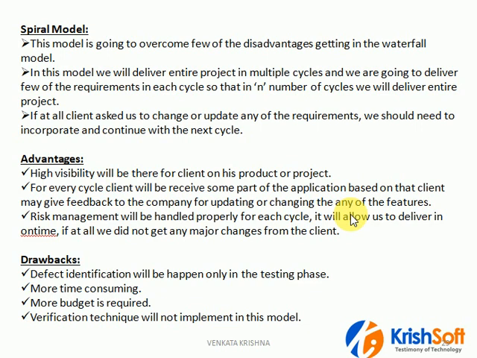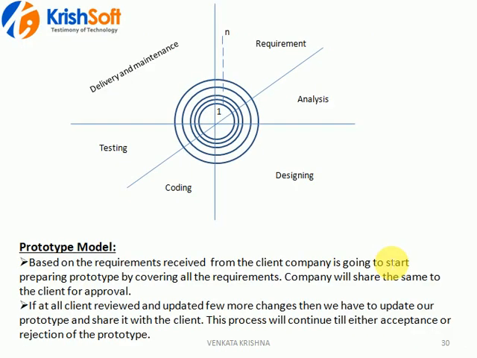Spiral model, see this diagram. In the spiral model we are not going to do each and everything in one phase. We are not going to wait until completion of each phase. This is also the waterfall model only, but we are dividing the requirements. Let me assume 100 requirements are there. In the waterfall model, you need to complete all 100 requirements: requirements need to complete, analysis need to complete, design need to complete, coding need to complete.